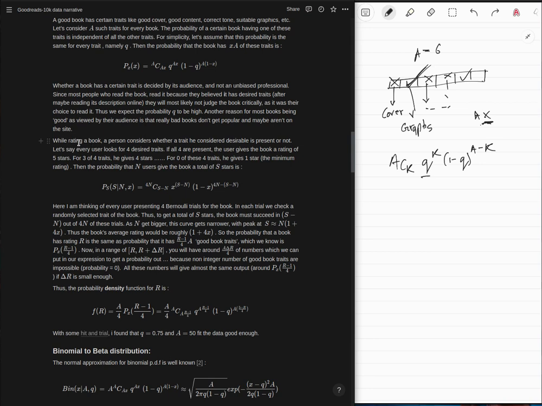While rating a book, a person considers whether a trait he considered desirable is present or not. Let's say every user looks for 4 desirable traits. Why 4? Because the minimum rating is 1, so 5 minus 1 is 4. That's why we are doing this. So let's say that every user looks for 4 desirable traits, according to him, of course. If he thinks good covers matter, then he will look for it. If he doesn't think that, why would he look at that? And this is completely random. People are of all sorts.